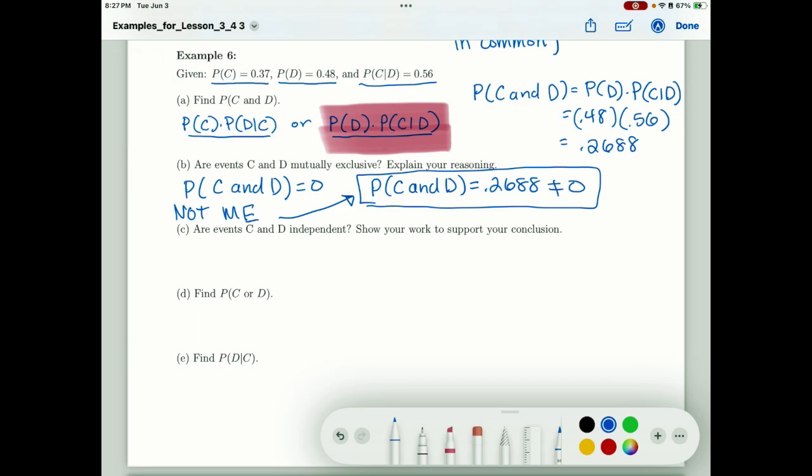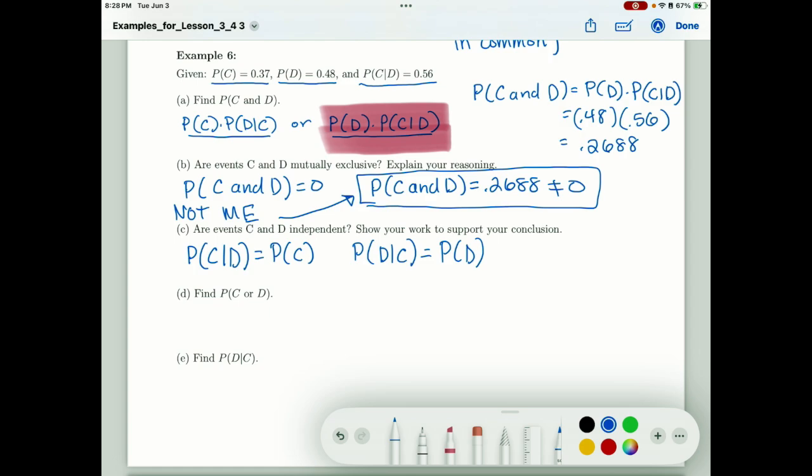Are events C and D independent? In order for two events, C and D, to be independent, the probability of C given D is going to be the same as the probability of C, and vice versa. The probability of D given C is going to be the same as the probability of D, because the assumption shouldn't matter. Since they're independent, one is not going to affect the other.